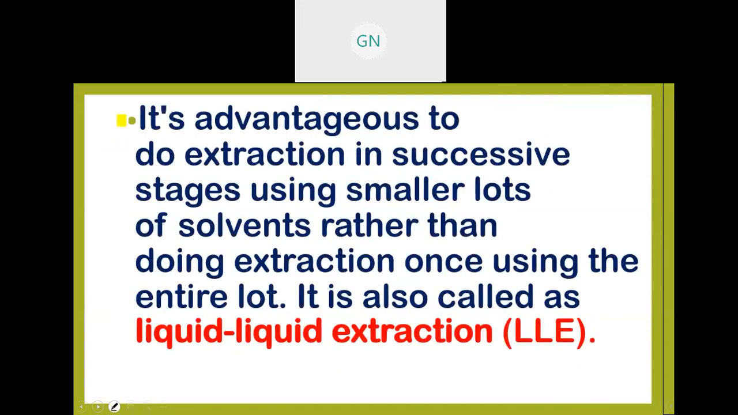It is advantageous for extracting a very small amount of solvent, and this is also known as liquid extraction. So LLE means liquid-liquid extraction. Solvent extraction is also known as liquid extraction.